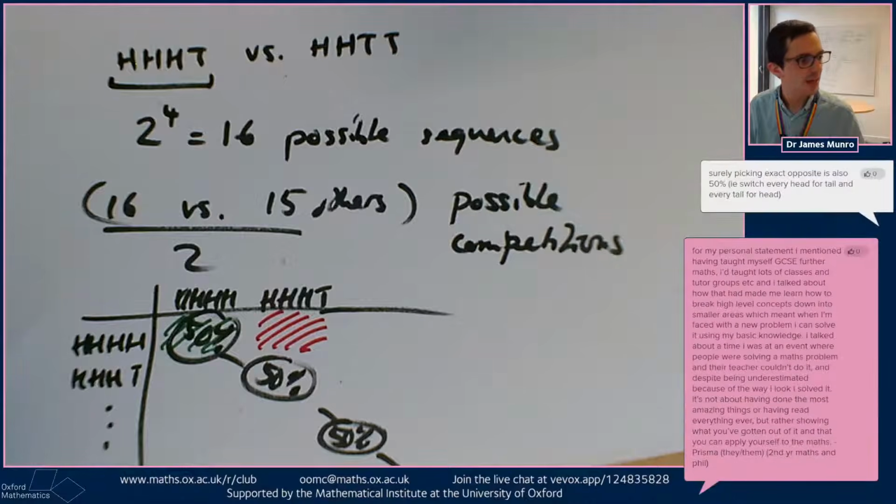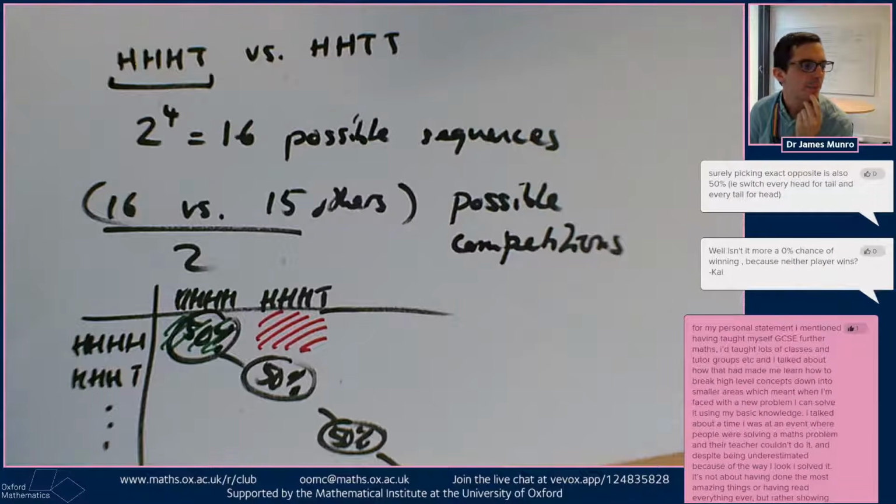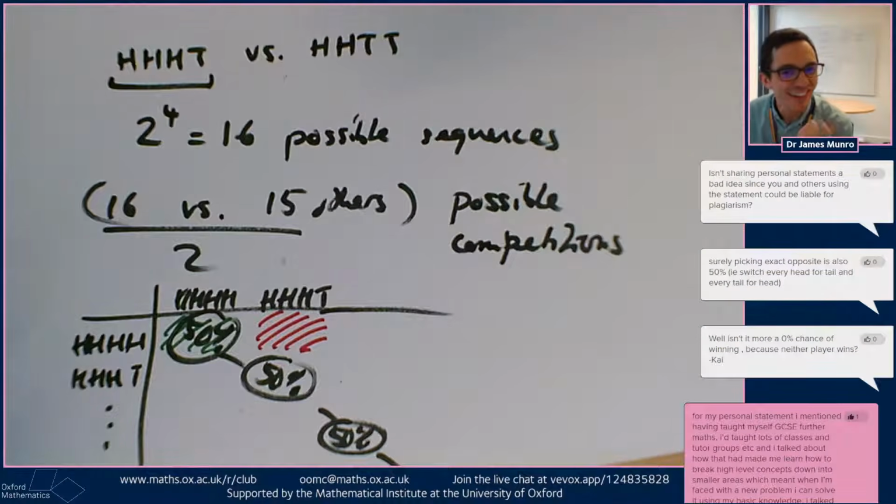He's picking exactly the opposite 50% as well. That seems likely. Seems like a good hypothesis. Yeah, that seems very likely to be true. I can't quite work out how to prove that, but I reckon I could write some things down to convince myself a bit more. More than 0% of winning because neither player wins. Well, you know, the sequence comes up and then we both say we've won. Is that a draw? I don't know.